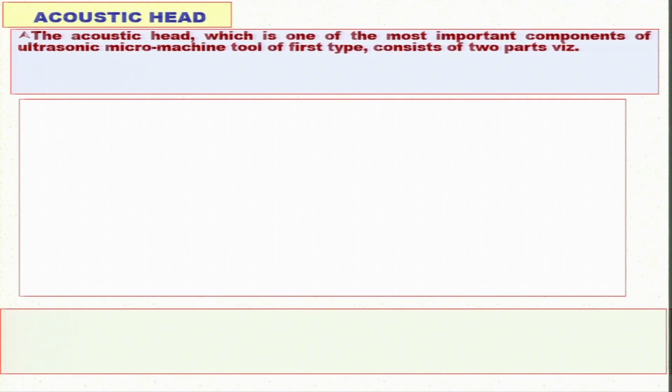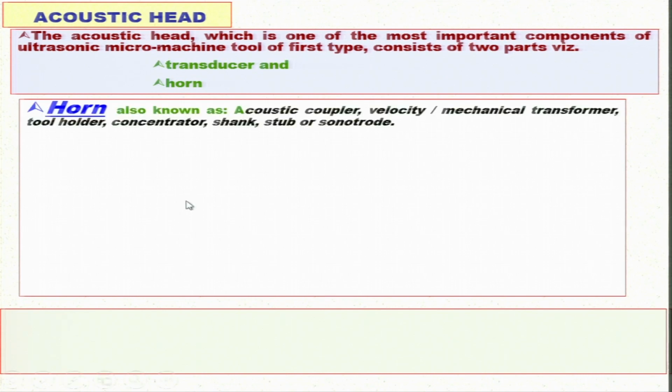Acoustic head. The acoustic head, which is one of the most important components of ultrasonic micromachine tool of first type, consists of 2 parts, transducer and horn. Horn, also known as acoustic coupler, velocity mechanical transformer, tool holder, concentrator, shank, stub or sonotrope.